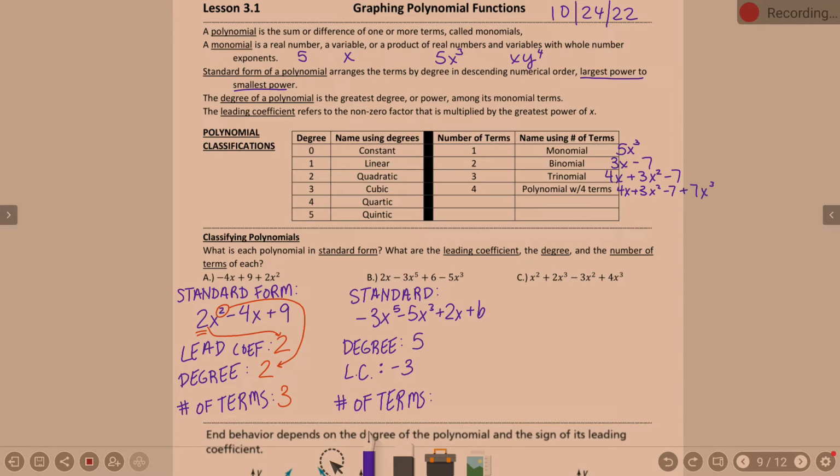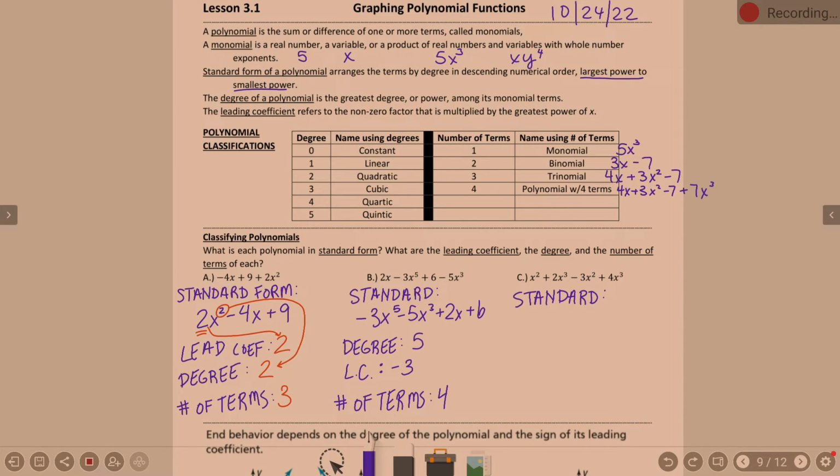And number of terms? How many terms do we have here? We have 4. Okay. Basics, yes? I'm not doing anything too fancy. You have to watch out for the places they'll try and trick you, but questions like this on our homework? Yes. These are pretty easy.